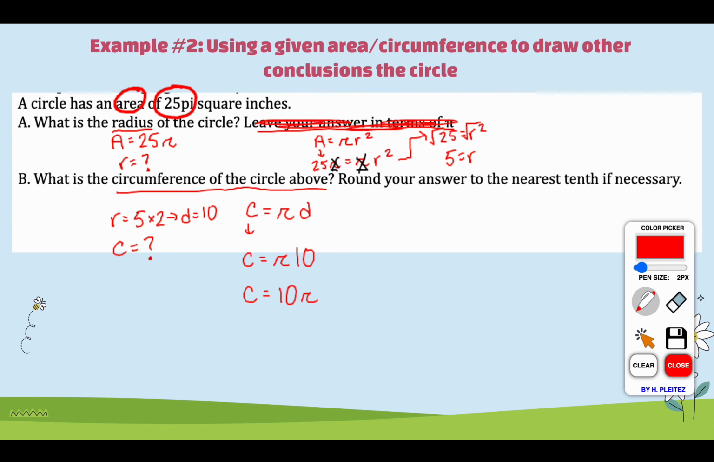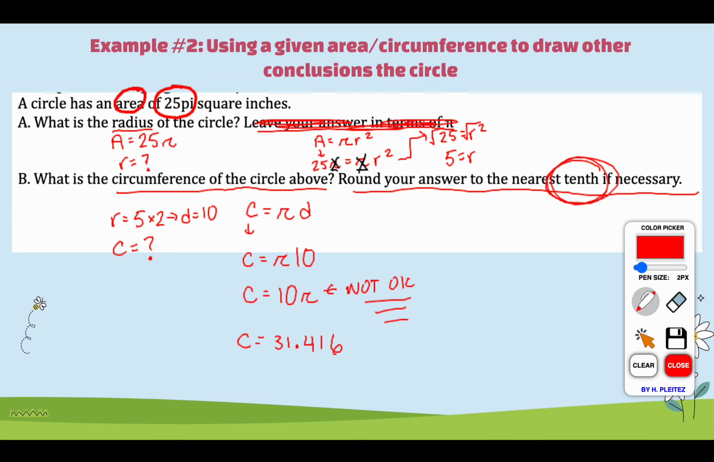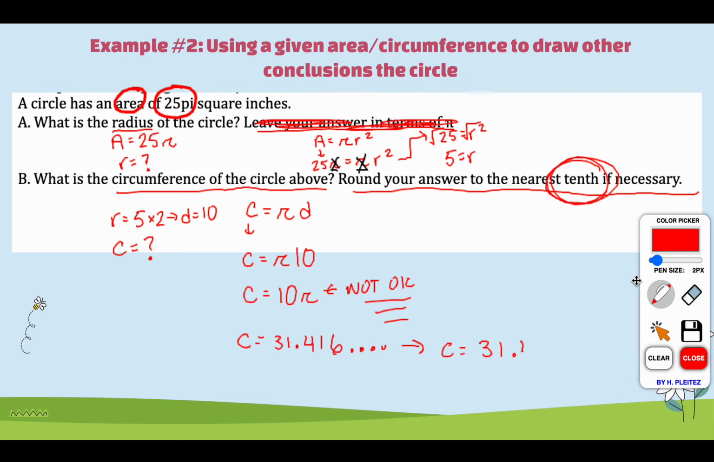Now in this question, it says round your answer to the nearest tenth if necessary. It's not okay to leave pi in your answer. So what you would have to do is in your calculator, put in 10 and then put in the pi symbol. If you do that, you're going to get C equals 31.416, but it says round to the nearest tenth. This will also keep going, but rounding to the nearest tenth, we get C equals 31.4 inches.